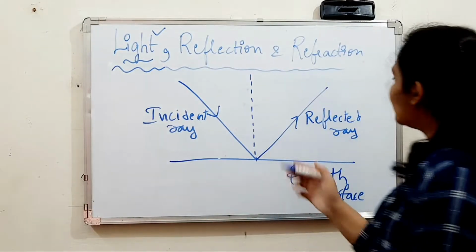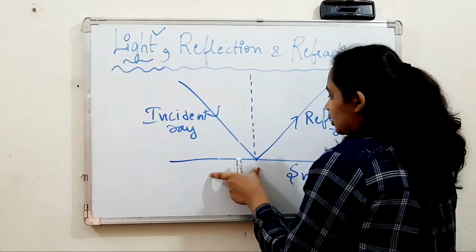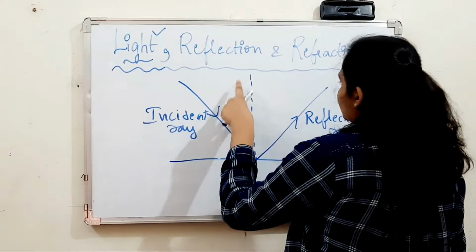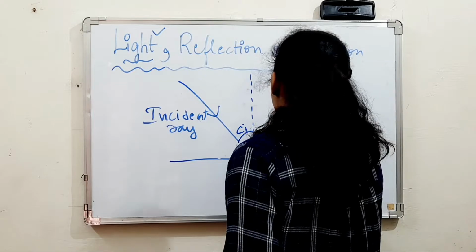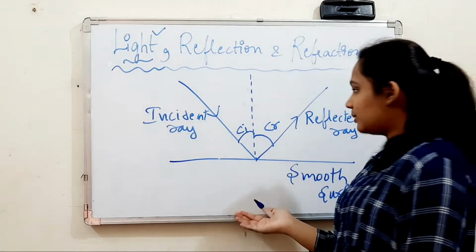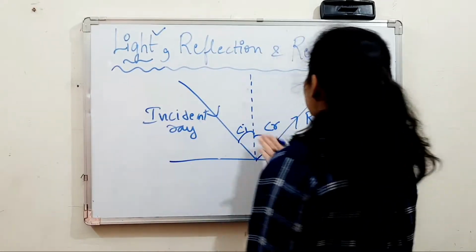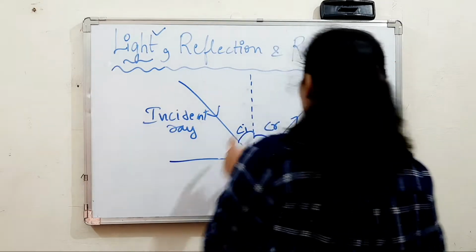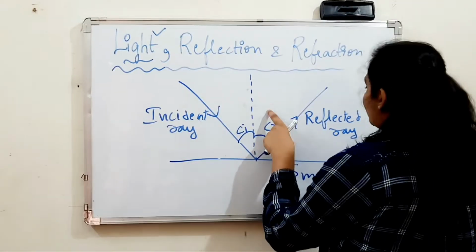Now you may ask why this normal is to be drawn. See, let me say normal is always drawn perpendicular to the surface, and the main reason we have drawn this normal is to show that the angle of incidence is always equal to the angle of reflection. Now what is this angle of incidence, angle of reflection? You may have got that out. The angle formed in between the incident ray and normal is called as angle of incidence, and the angle formed between the normal and the reflected ray is called as angle of reflection.